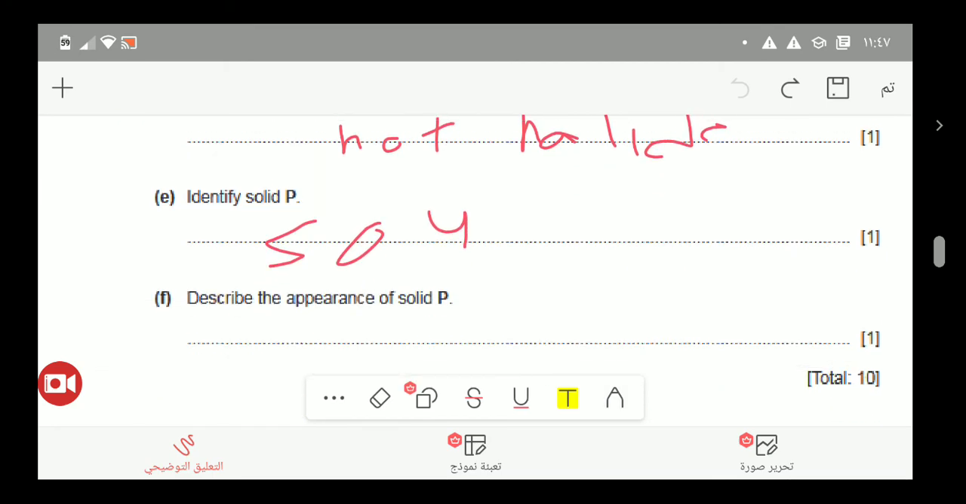Describe the appearance of solid B. The appearance is a white precipitate.